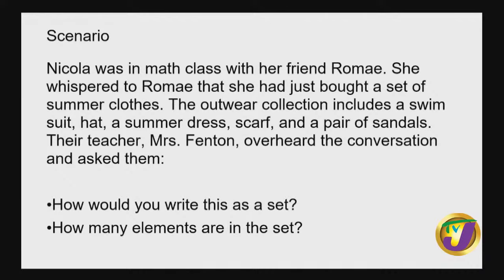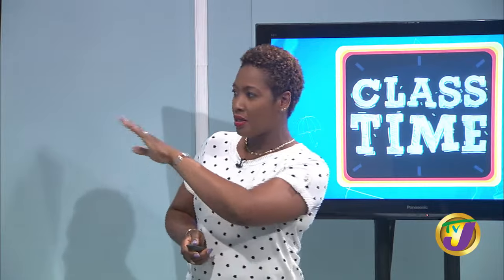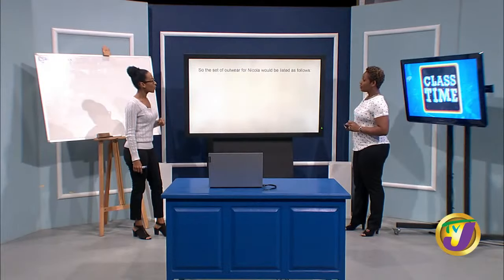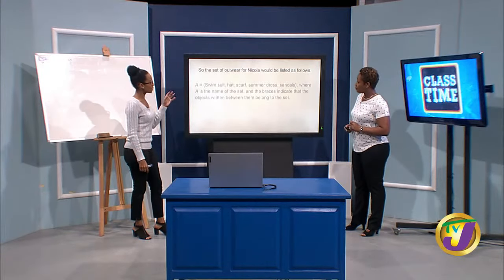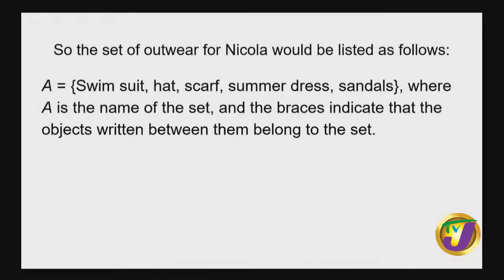All right, so we just established that a set is a collection of organized things, and we did say that it must have something in common. They already spoke about the set of summer clothes. So we want to look at all the things that they would have said: the swimsuit, hat, summer dress, scarf, and sandals. Let's put that in a set, and we need to name our set too. Exactly. So the set of outwear for Nicola would be listed as follows, and we're going to name this set A. So A equals the set of swimsuit, hat, scarf, summer dress, and sandals.